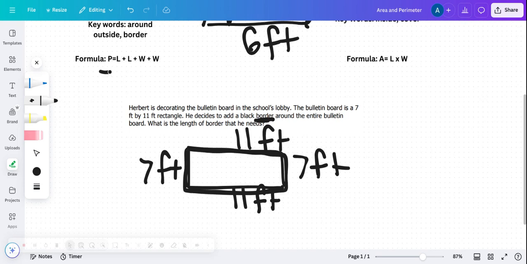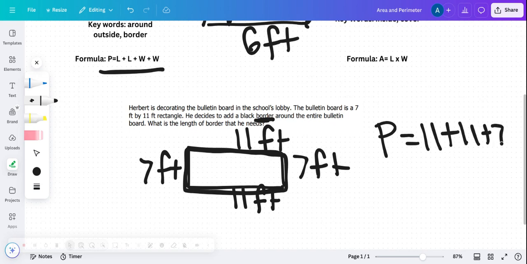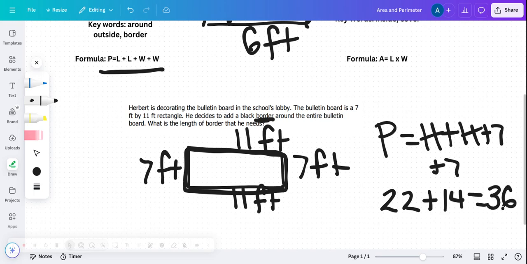So we're going to use our formula, P equals 11 plus 11 plus 7 plus 7. We're going to add all the sides. So I know 11 plus 11 is 22. 7 plus 7 is 14. 22 plus 14 is going to give me a total of 36 feet. So he'll have to buy 36 feet of border in order to go around his bulletin board. All right, let's take a look at our last question.